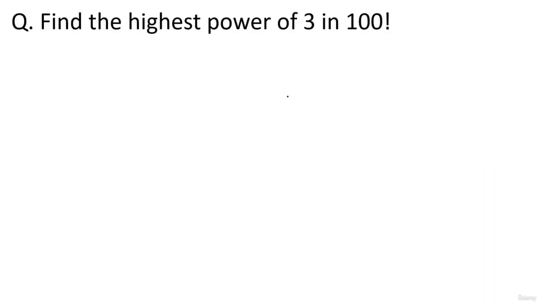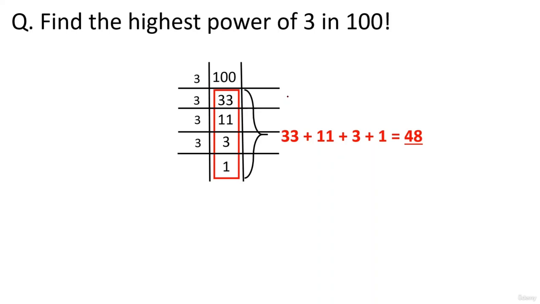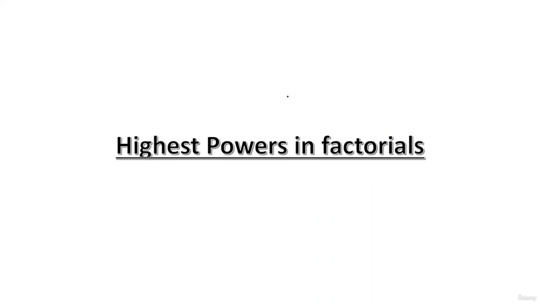Okay, next question, find the highest power of 3 in 100 factorial. So 100 factorial के बारे में we divide 100 by 3: 3 33s are, 3 11s are, 3 3s are, 3 1s are. Okay, directly add the powers, you get 33 plus 11 plus 3 plus 1 equals 48.